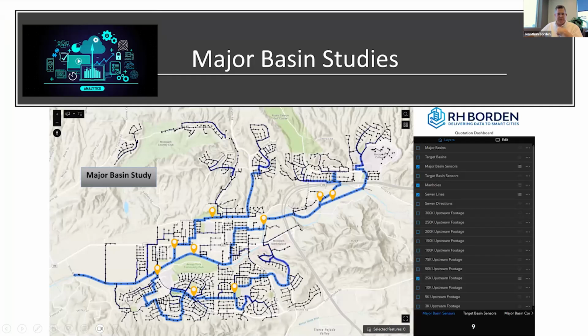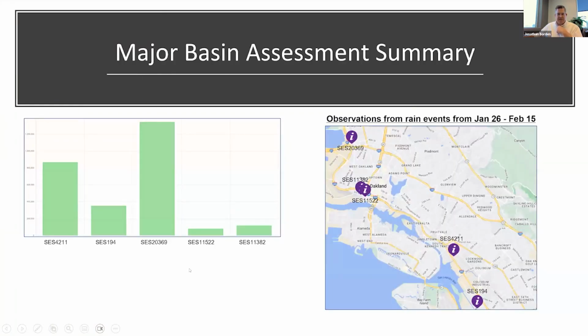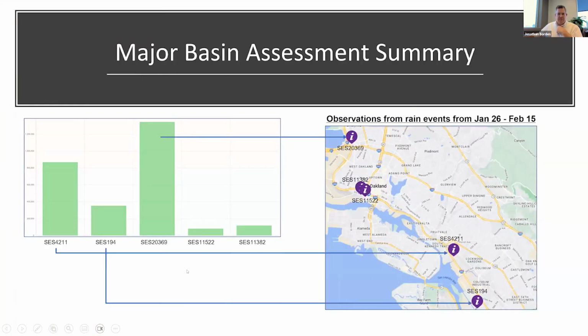major basin study. So you can see here's a collection system. We've placed a sensor at the outfall of each basin. The outcome of this will be a prioritized view. So you can see in this column showing that the highest amount of infiltration is coming from this basin.